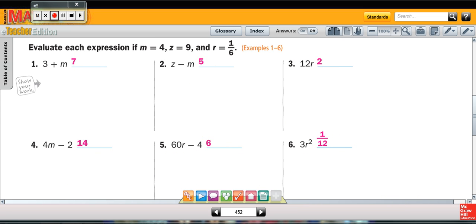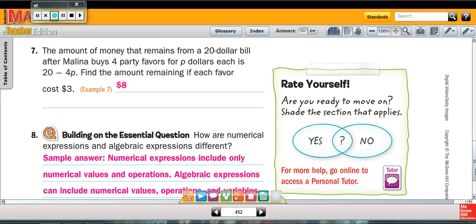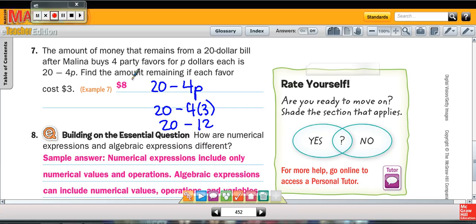Take a look at number 7 with me. You should have gotten $8. The amount of money that remains from a $20 bill after Melina buys 4 party favors for P dollars. So 4 party favors for P dollars is 20 minus 4P. So 20 minus 4P is their expression. Find the amount remaining if each favor costs $3. So we're going to substitute that $3 in for P. So we have 4 times 3, and then we're taking that away from 20. So that would be 12. 20 minus 12 would give me $8.